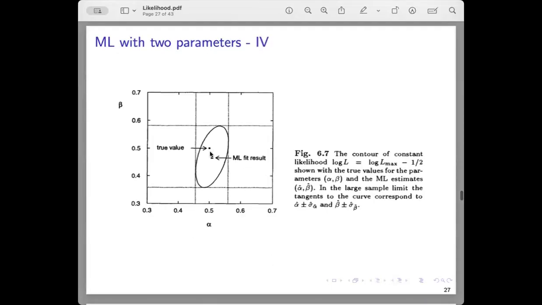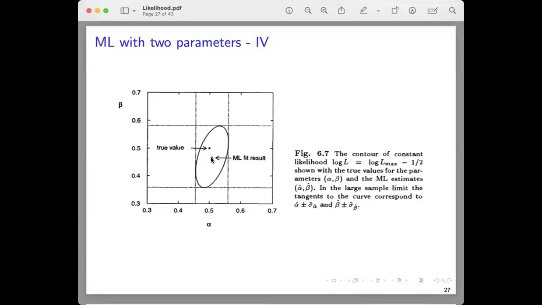Sir, can you go back to the previous slide? I had confusion. So, sir, the parameters alpha and beta are plotted in two dimensions, and this ellipse is the result of what? We have the fit value for alpha and beta, which is shown here, the ML fit result, and the true value one should expect is shown in this black marker circle. So I just wanted to confirm what is this ellipse? Is this a fit or something else?